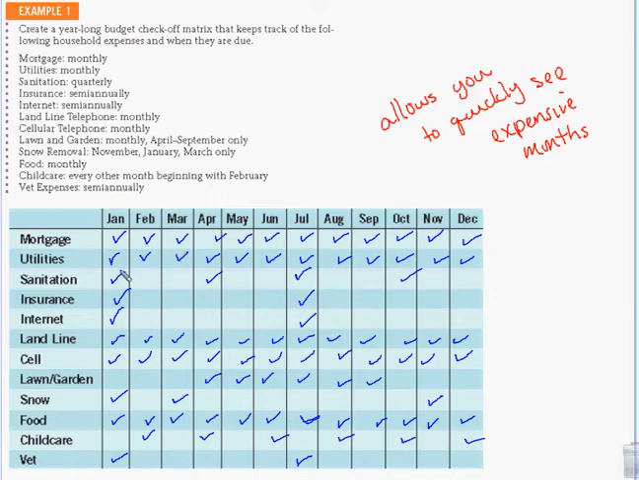So if I know I have to pay sanitation in January, April, July, and October, I can put away money in these other months towards it so that the expense is not so giant. Same thing with insurance. I can put away money all of these other months towards those 2 insurance payments. And that'll take the burden off of these really 2 expensive months that may be difficult to budget for otherwise, if you haven't planned.